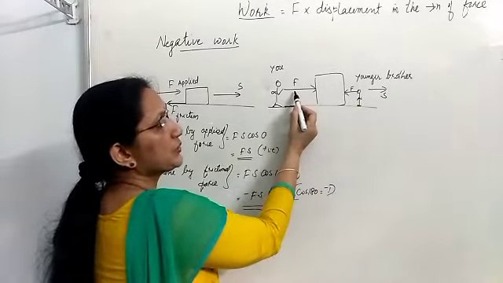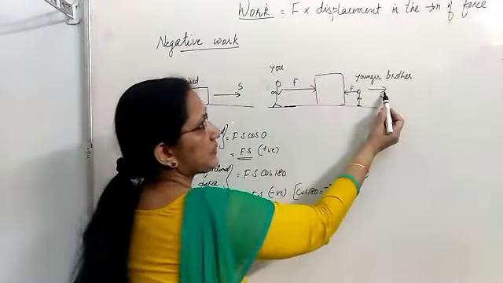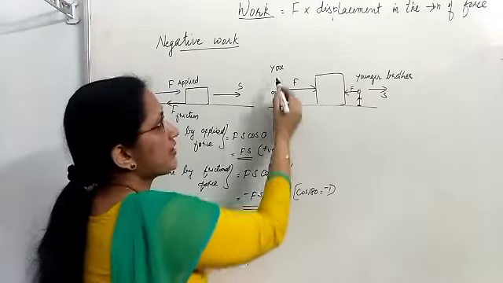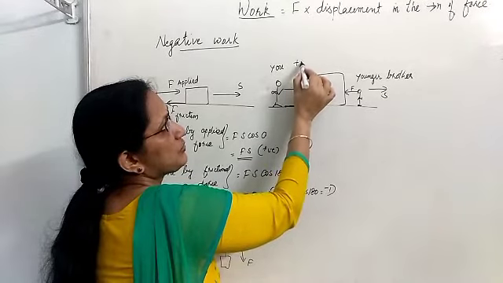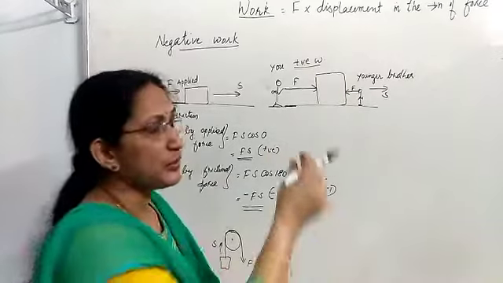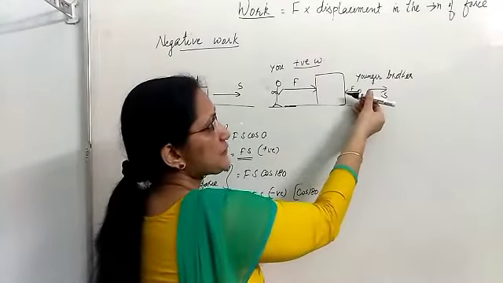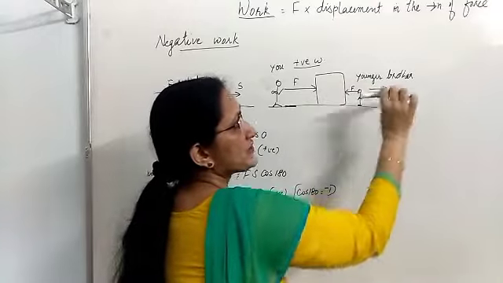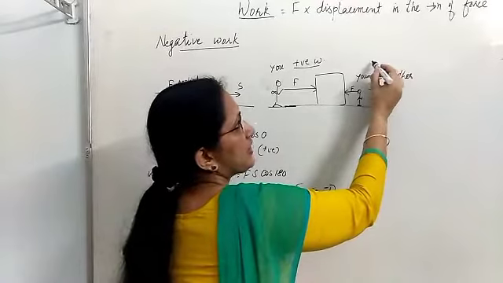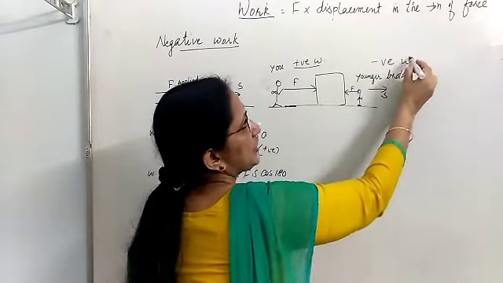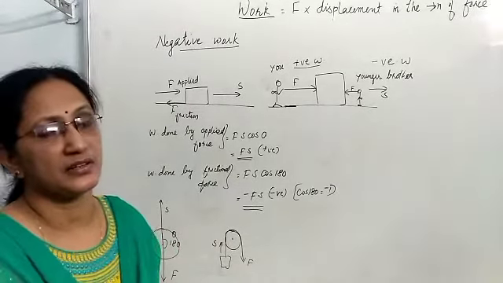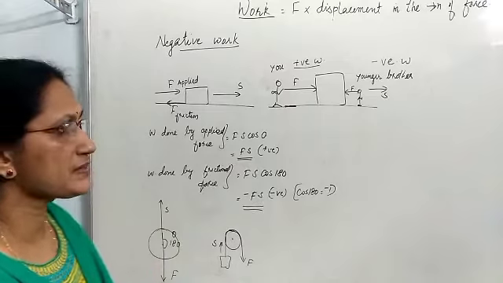Work done by you is force into displacement. Both are in the same direction. That means theta is 0. So the work done by you is positive work. You are doing positive work. What about your brother? Your brother applies force in this direction. Body movement is in the opposite direction. So the theta value is 180. That means work done by your brother is negative work. So work is negative if theta, the angle between F and S, is 180.